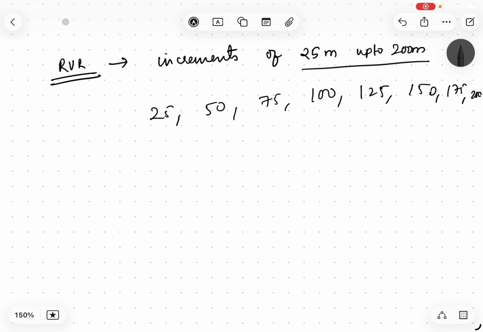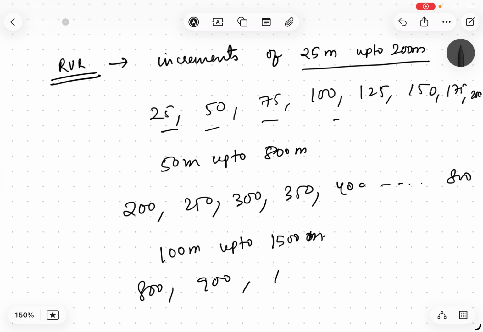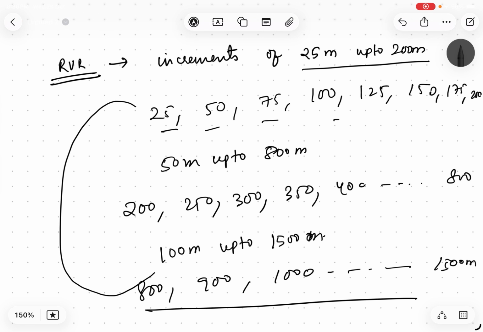So up to 200 meters, it will be reported in increments of 25. After 200 meters, it will be in increments of 50 meters up to 800 meters. So how will it be reported? After 200, 250, 300, 350, 400, like this till 800. Now after 800 it will be 100 meters up to 1500, right. Above that we don't report anyway. So 800, 900, then 1000 and so on till 1500 meters it will be reported. I hope this is clear, and this also comes in the question, so this is also very important.